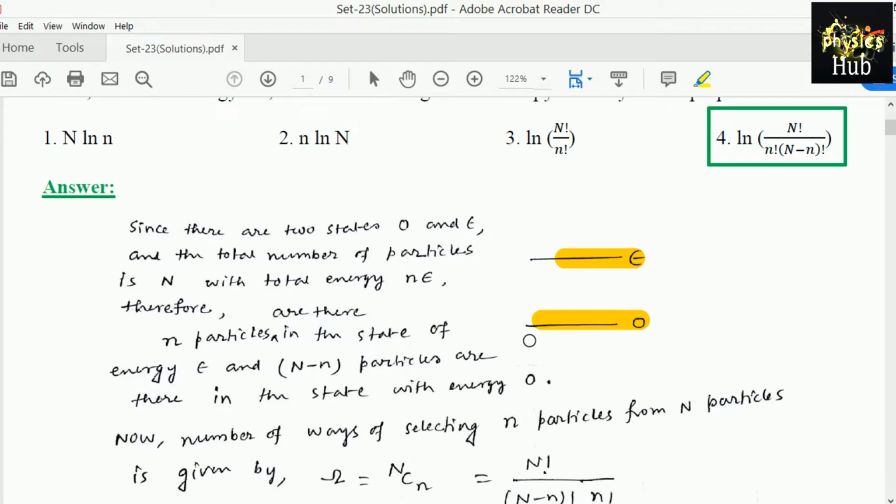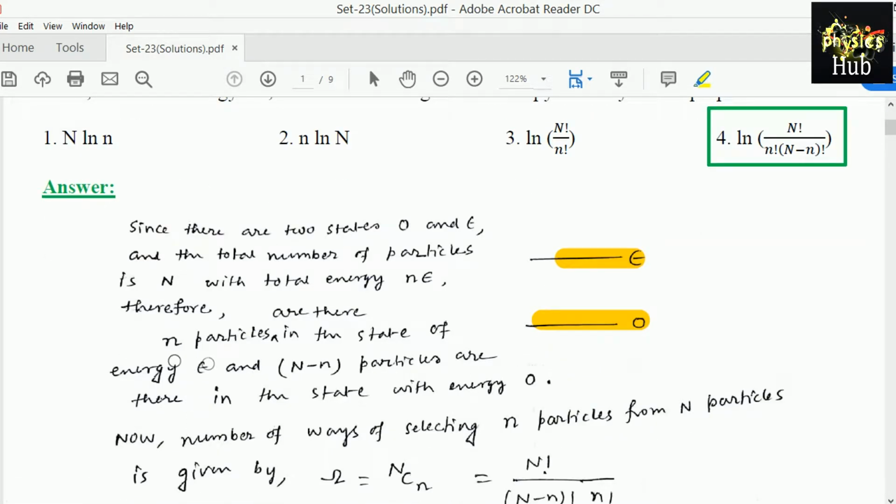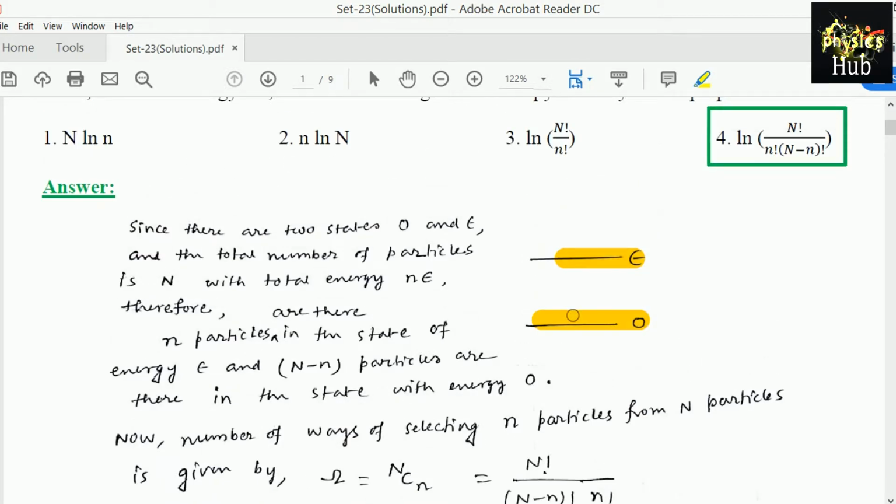Since there are two states, 0 and epsilon, and the total number of particles is N, with total energy n epsilon, therefore we have to accommodate n particles in the state of energy epsilon. Therefore, N minus n particles will be there in the state with energy 0. So if small n number of particles remain in this energy state, then N minus n number of particles will be in this energy state.